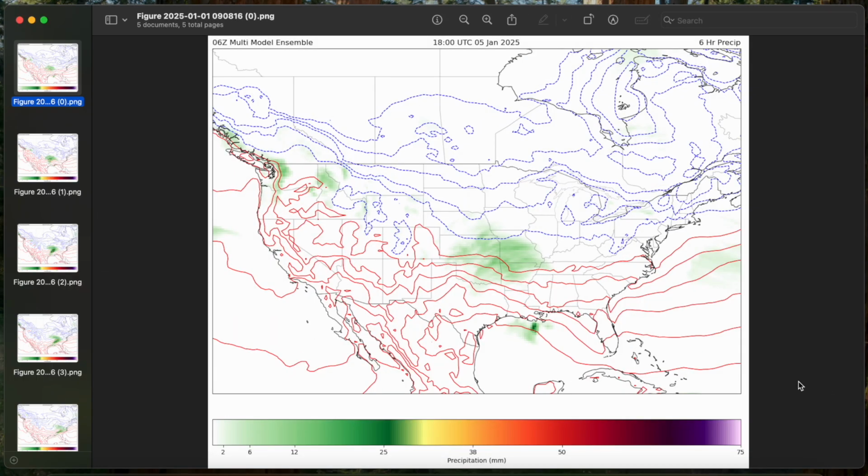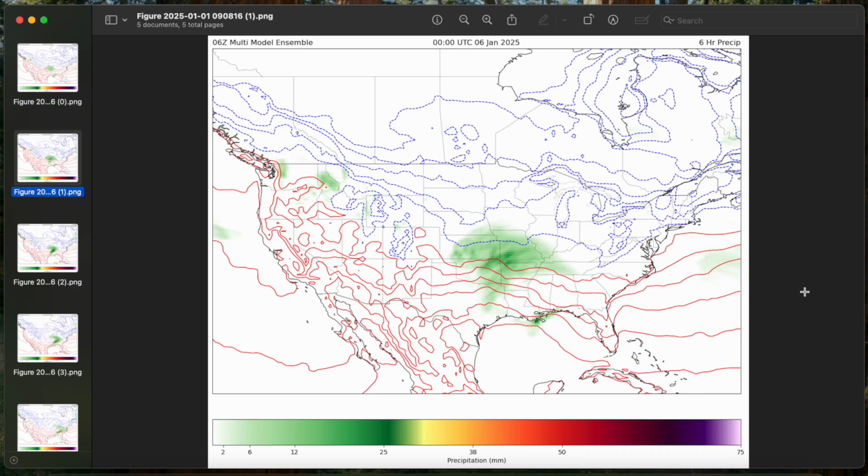A closer look at this system here. Overlaid here, we have average temperatures from the multi-model ensemble, as well as the previous two runs of the GFS averaged in a weighted manner. If we push this forward, you can see the first dashed blue line is the freezing line. This is surface temperatures in degrees Celsius overlaid with precipitation amounts.